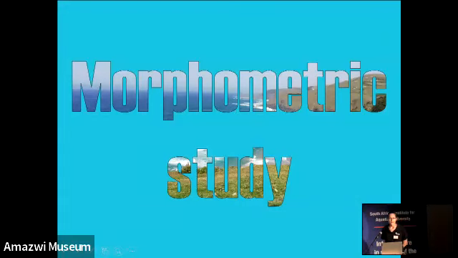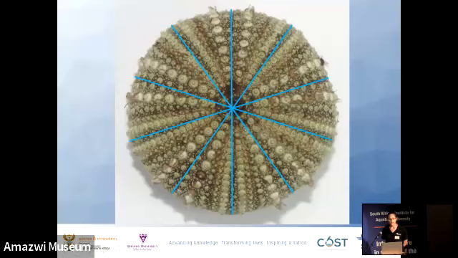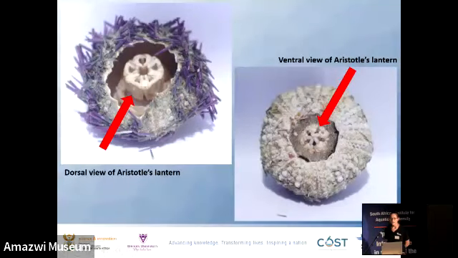So the morphometric study came up first, and it investigated the morphometric traits of the Cape urchin, measuring its shell dimensions like width and height, and that of the Aristotle's lantern, which is the mouth structure of the urchin. Though no dissimilarities were observed between coasts, some significant similarities were observed between populations within coasts.